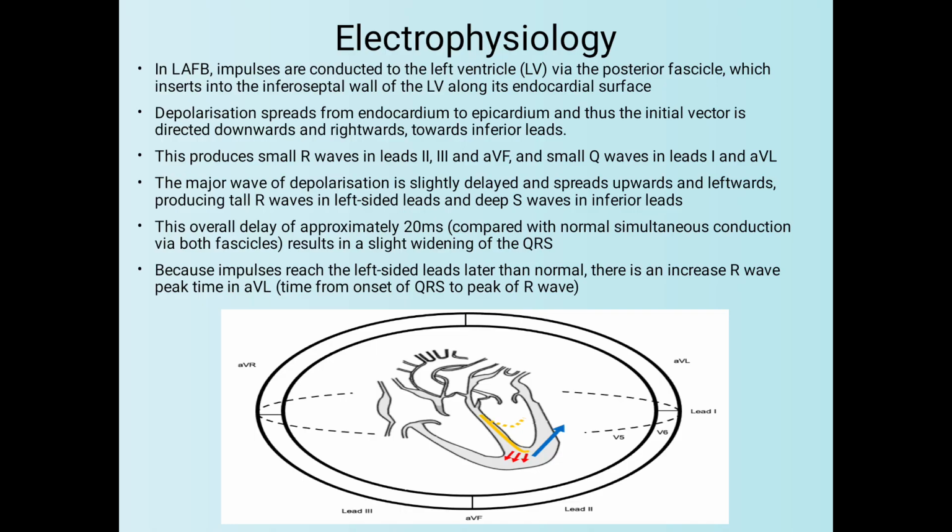AVL. The major wave of depolarization is slightly delayed and it spreads upward and leftward, so it produces a tall R wave in left-sided leads and a deep S wave in the inferior leads. This overall delay of approximately 20 milliseconds, as compared with the normal simultaneous conduction by both fascicles, results in slight widening of the QRS complexes. As the impulse reaches the left-sided leads later than normal, there is an increased R wave peak time in AVL, that is the time from the onset of QRS to the peak of the R wave.